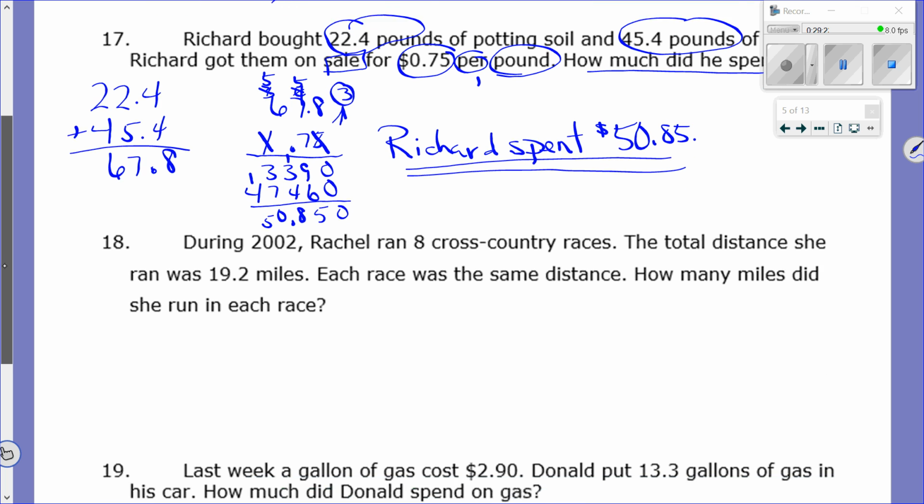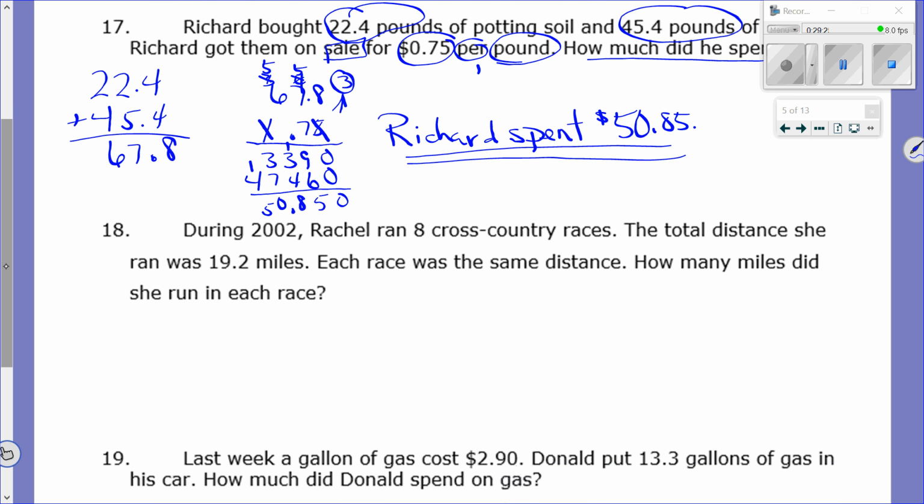Number 18. During 2002, Rachel ran 8 cross-country races. The total distance she ran was 19 2/10 miles. Each race was the same distance. How many miles did she run in each race?